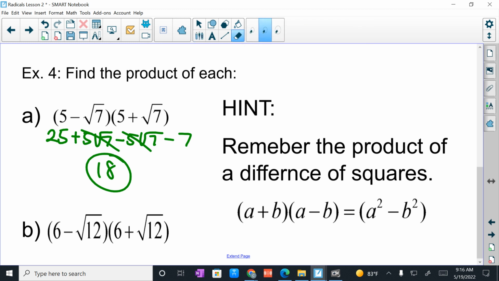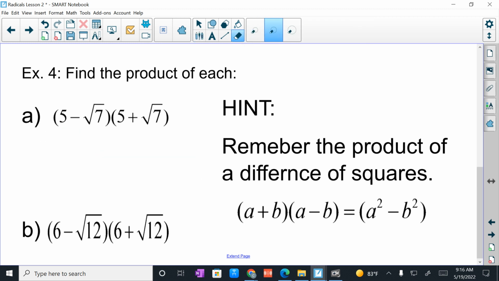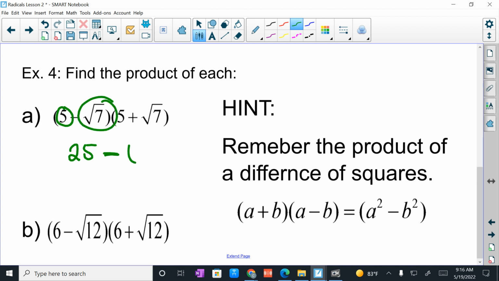Or you could remember a little bit more high-level math that we've learned. Remember that this is a difference of squares. So first term squared minus second term squared. That'd be 25 minus 7, which is 18.